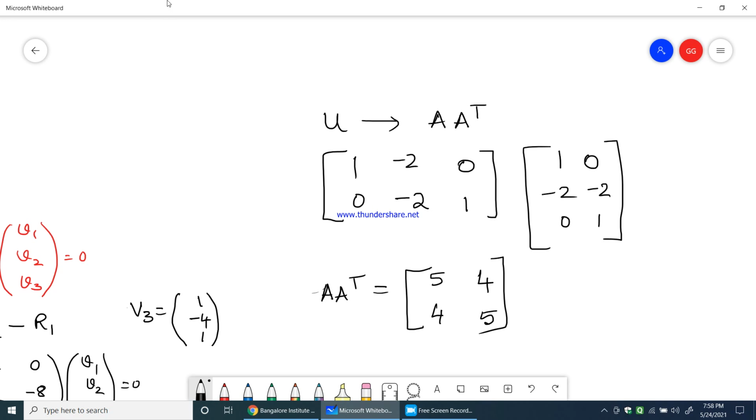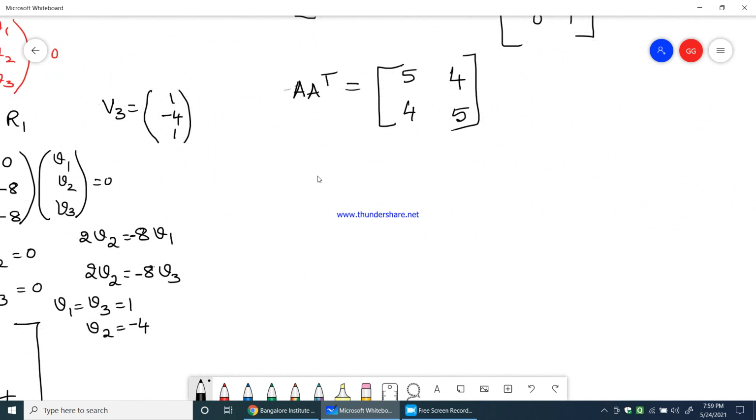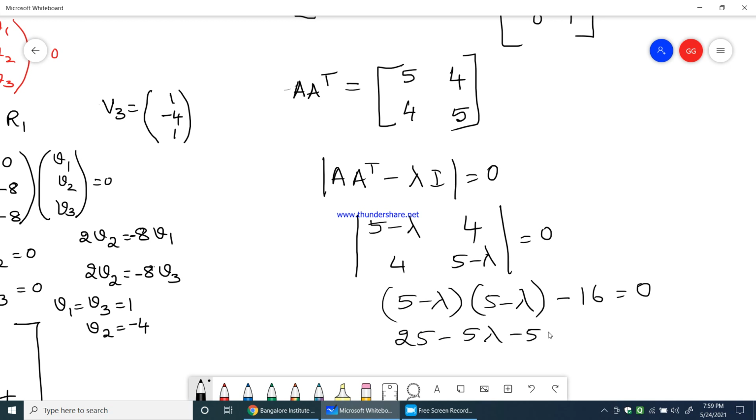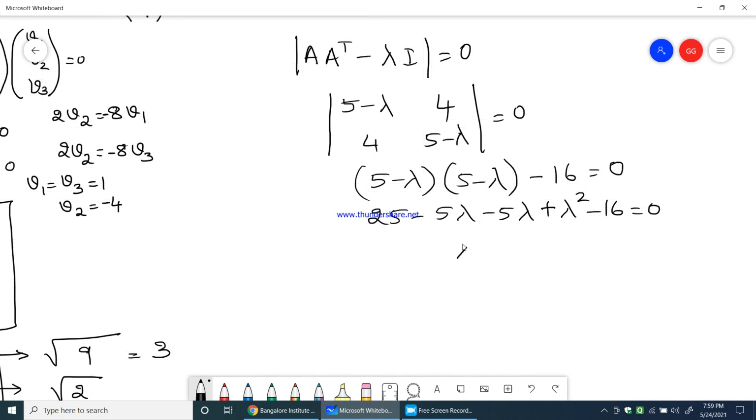Now let us find the eigenvalues for this A into A transpose. So it is determinant of A into A transpose minus lambda I equals 0. So therefore it is determinant of 5 minus lambda, 4, 4, 5 minus lambda equals 0, which is equal to 5 minus lambda into 5 minus lambda minus 16 equals 0. So 25 minus 5 lambda minus 5 lambda plus lambda square minus 16 equals 0. So finally what we get here is lambda square minus 10 lambda plus 9 equals 0.